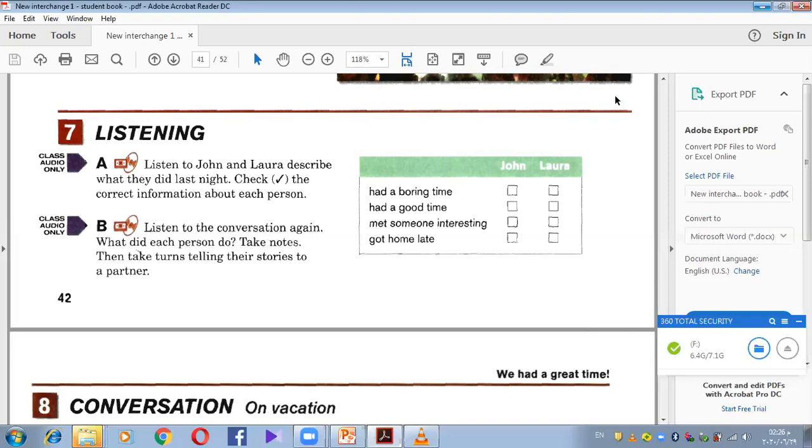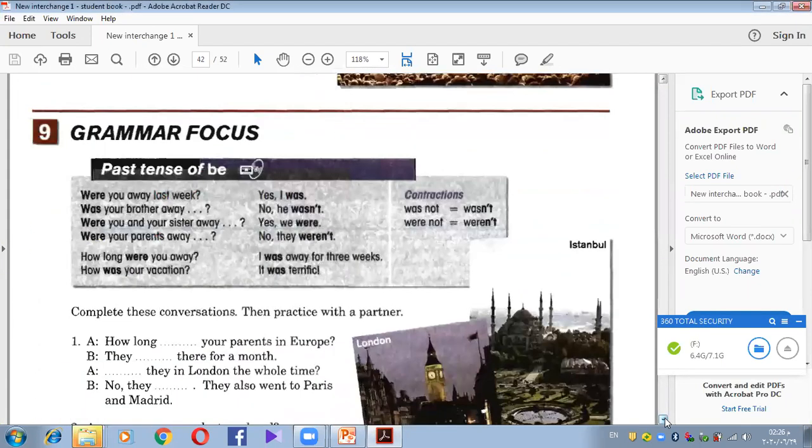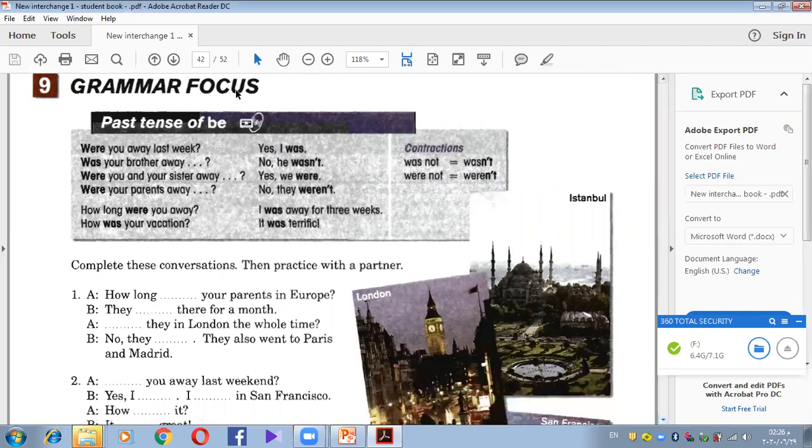Page 42, exercise 7, part B. Okay, so you are going to complete this part and say which one got home late and was fun for him or wasn't. Here he revises was or were, the past simple of verb to be.